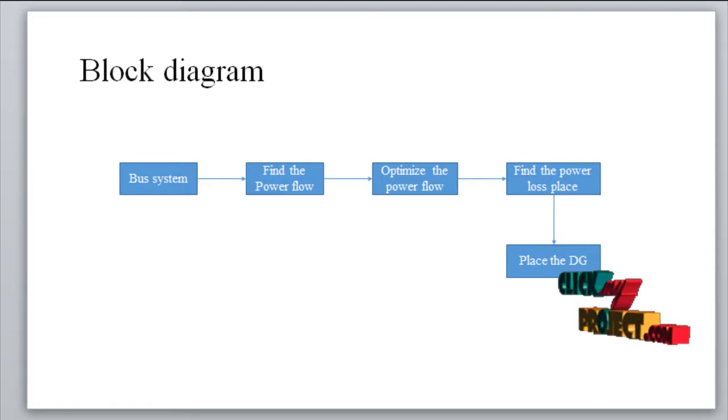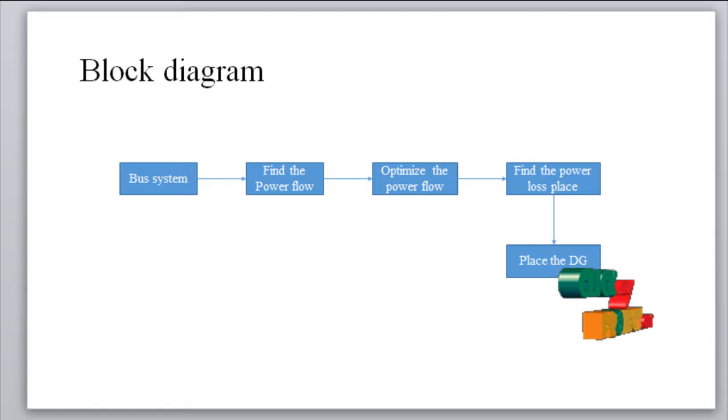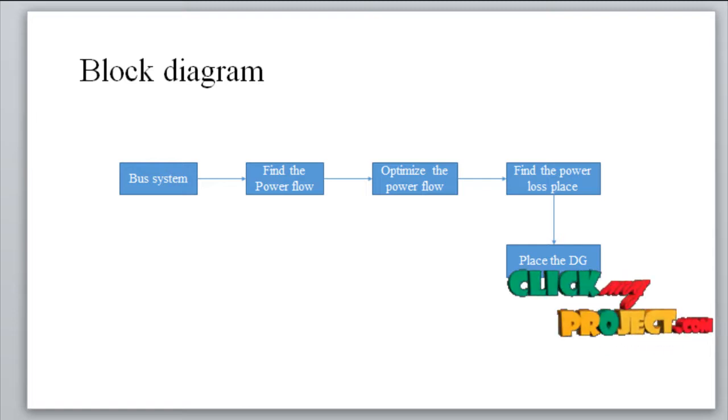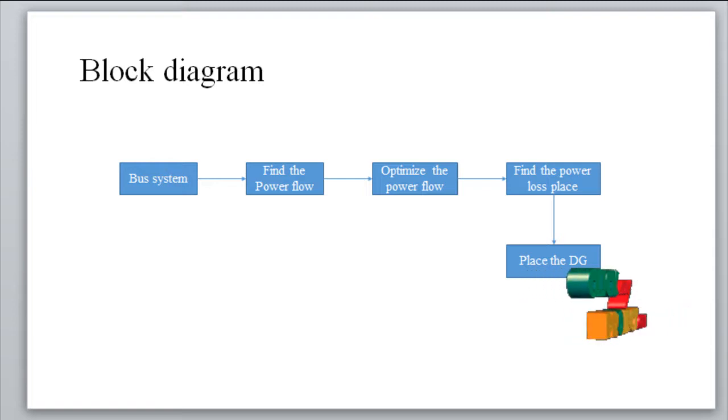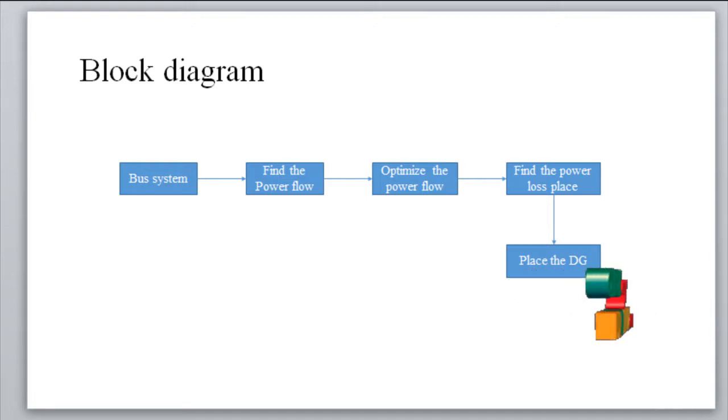In the main block diagram, you use the bus system and load line, all the data, find the power flow, optimize the power flow, find the power loss places and place the DG. So this is the basic block diagram. Modules: IEEE bus system, power flow, demand response and optimization.